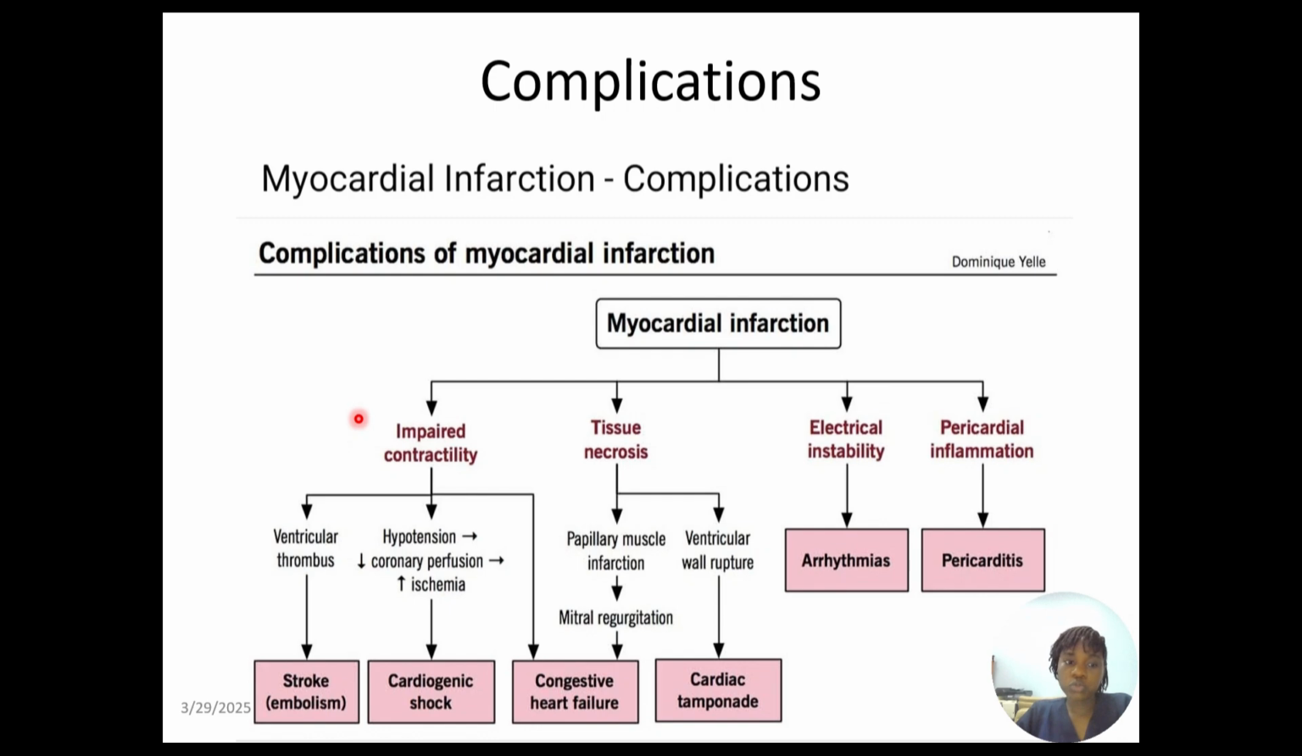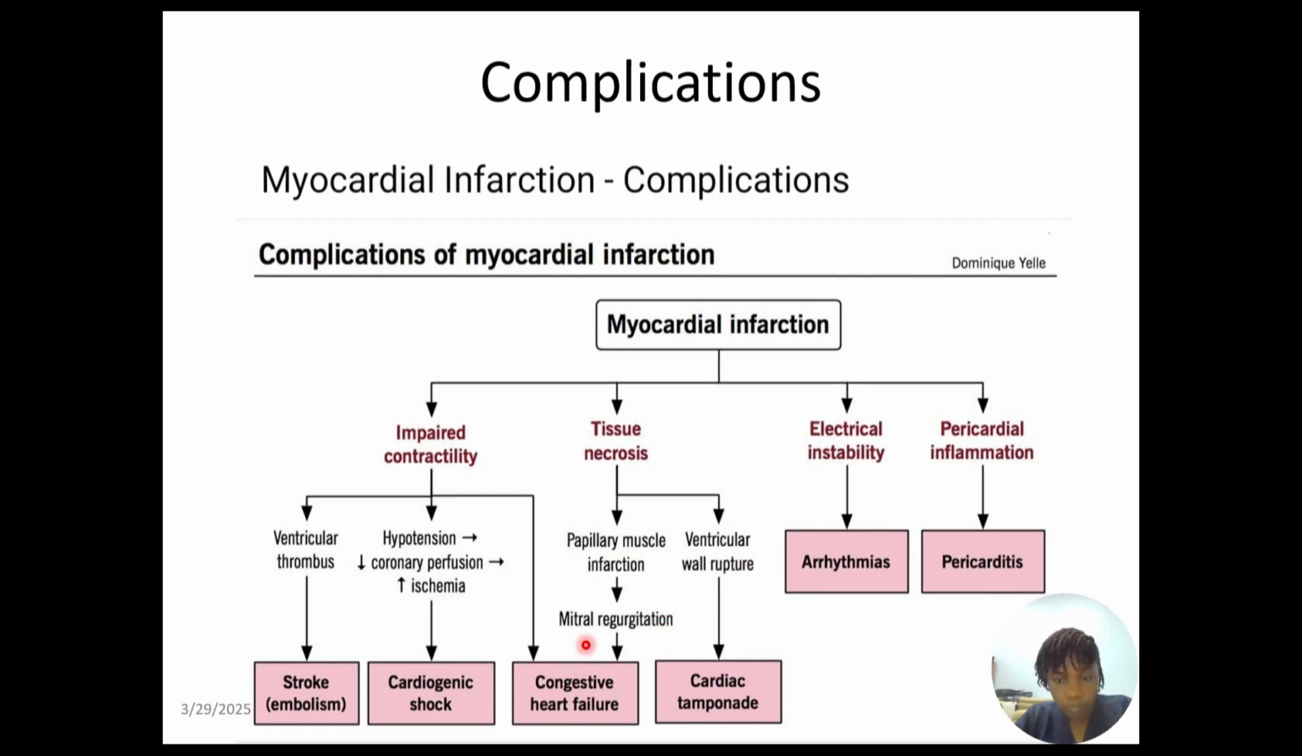This can also lead to thrombus formation within the ventricle, and there can be embolism of this thrombus, leading to stroke, acute limb ischemia, and mesenteric ischemia. So this should be looked out for. Tissue necrosis can also occur, causing mechanical complications, including papillary muscle rupture and mitral regurgitation. Ventricular wall rupture can also occur and lead to cardiac tamponade. Other complications include electrical instability leading to arrhythmias and pericardial inflammation.